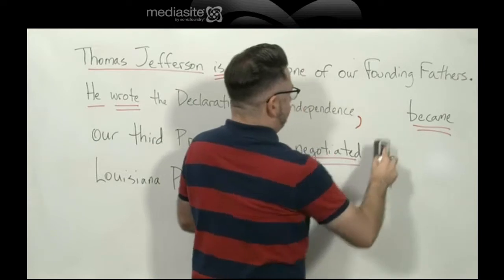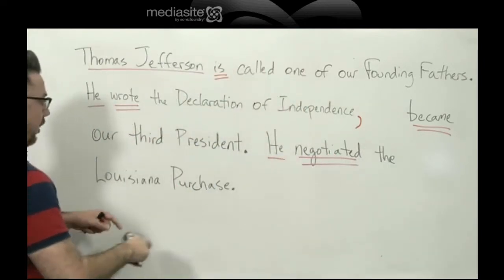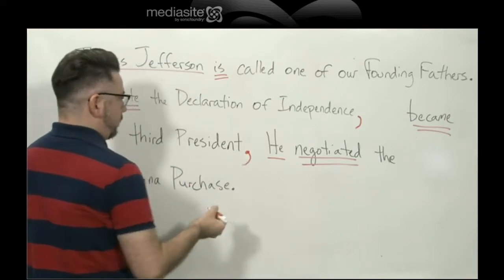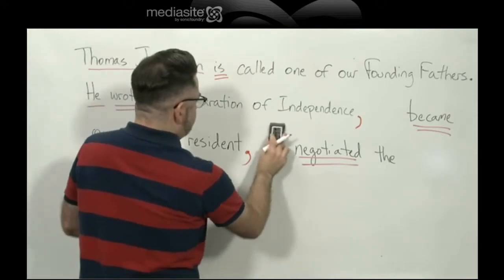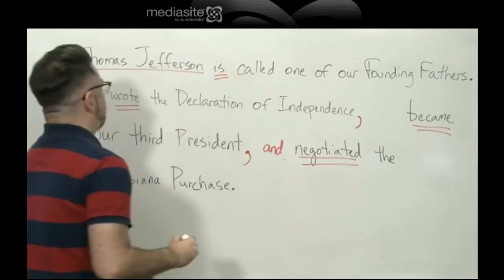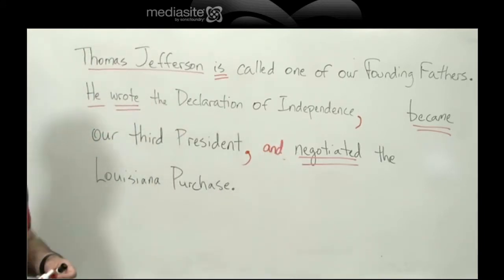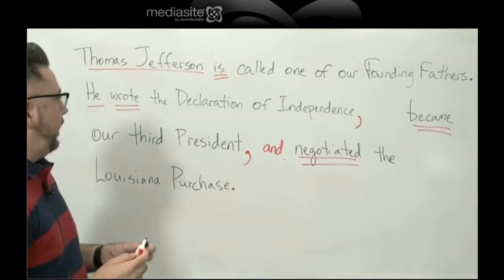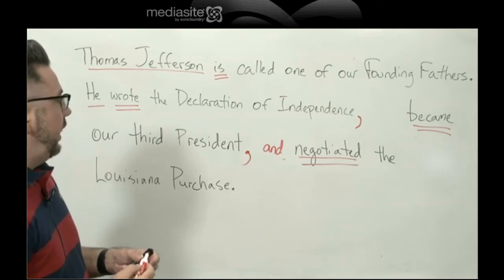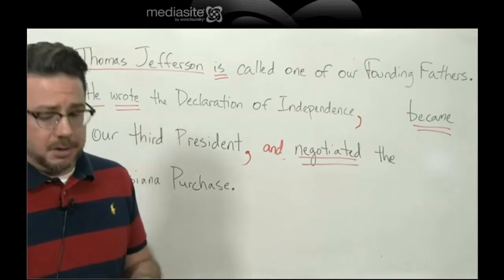Let's take that out. Became our third president. Replace that with a comma. And replace this he with and. Thomas Jefferson is called one of our founding fathers. He wrote the Declaration of Independence, became our third president, and negotiated the Louisiana Purchase.